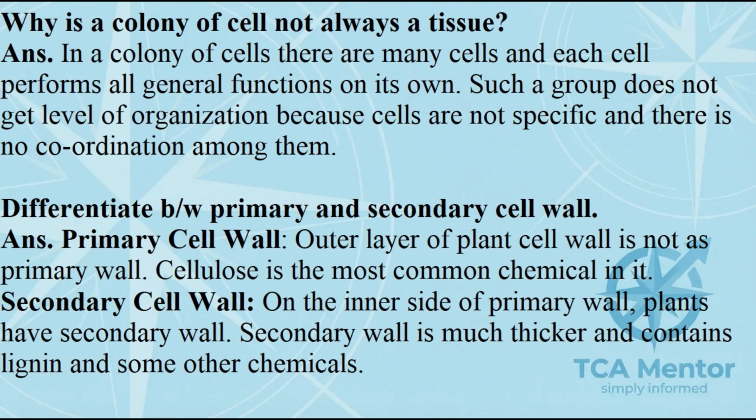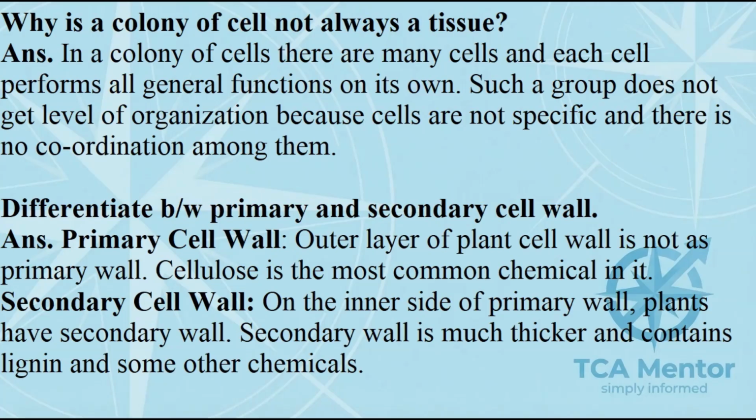Why is a colony of cells not always a tissue? Answer: In a colony of cells there are many cells and each cell performs all general functions on its own. Such a group does not get a level of organization because cells are not specific and there is no coordination among them.